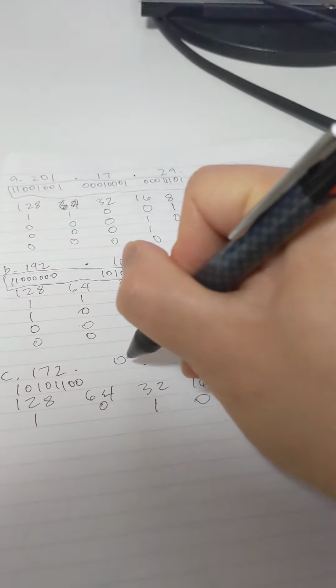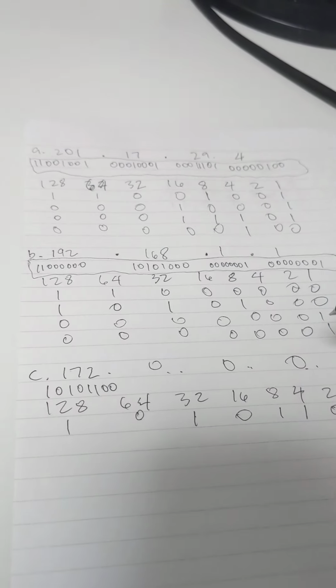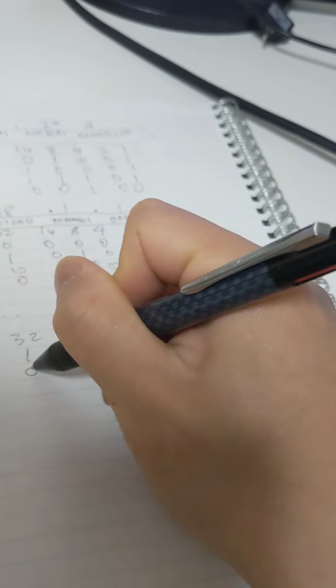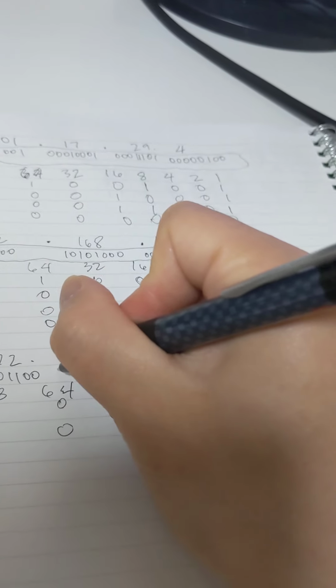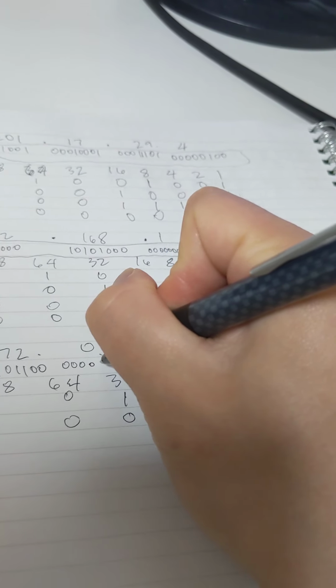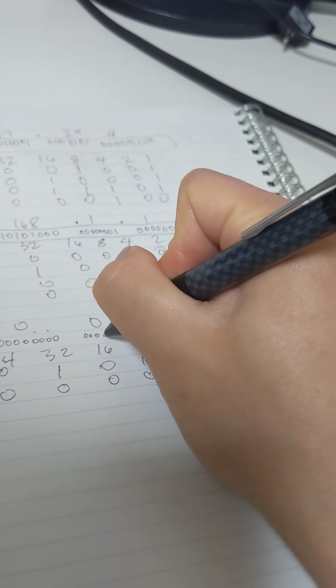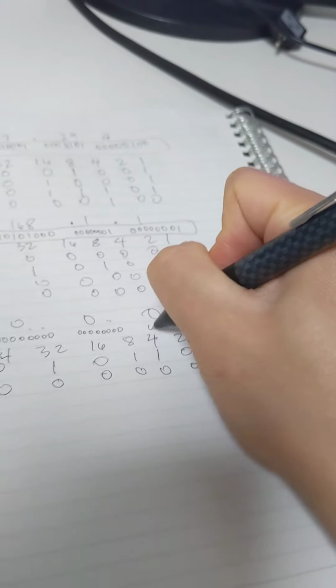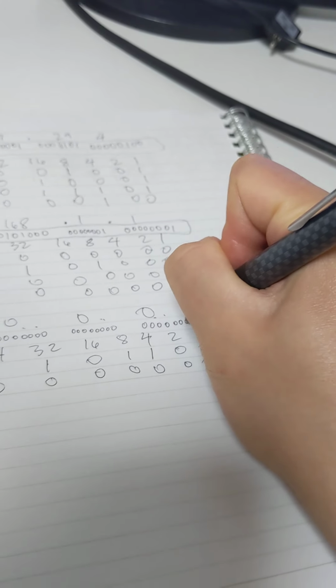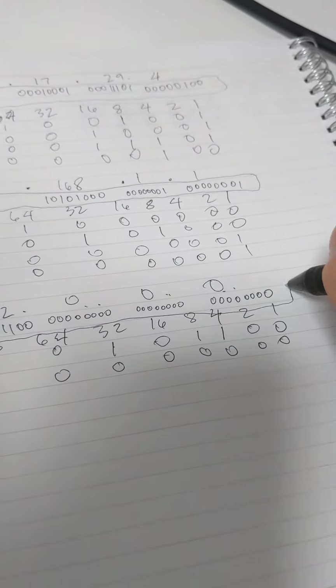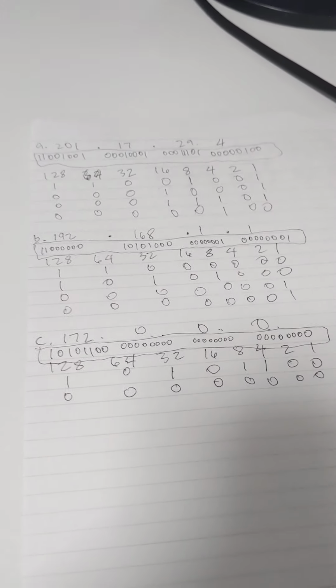And for the rest, all the binaries are off because it's 0, so it'll be 0 0 0 0 0 0 0 0. Same here. The binary for this is all 0s. Okay, so that is the answer for question C. Okay, so now we're going to go to question number 2.